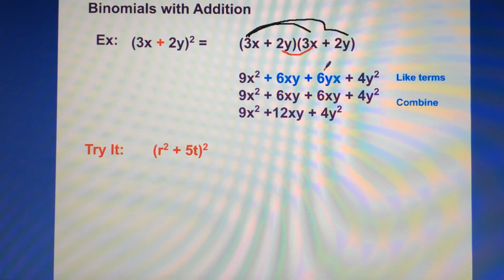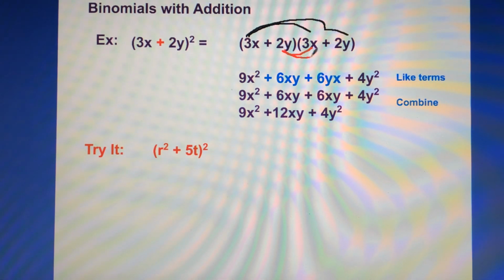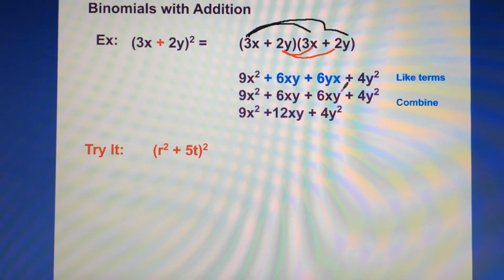2 times 3 is 6. Y times x, yx. 2y times 2y, 2 times 2 is 4. Y times y, y squared. Combine like terms. 6xy plus 6xy is 12xy. And I am done.